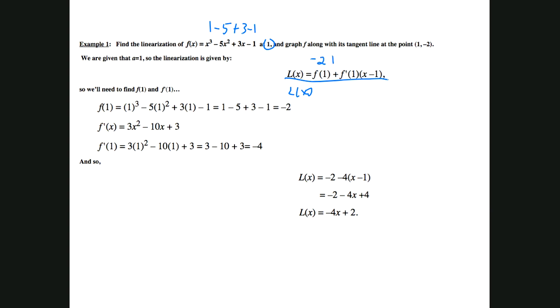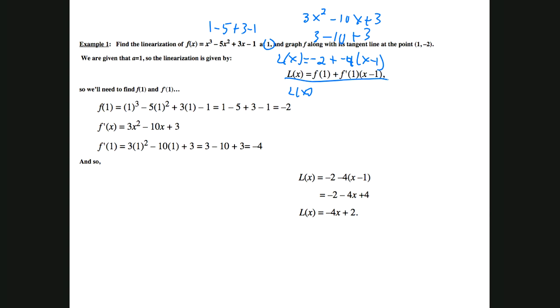Plus f prime of 1. Well, that means I have to take the derivative of this. The derivative is 3x squared minus 10x plus 3. If I put 1 in here, that gives me 3 minus 10 plus 3. So that's going to be negative 4. So this becomes negative 4 here. Oops, x minus 1. So that is my linearization, which really is just a tangent line.